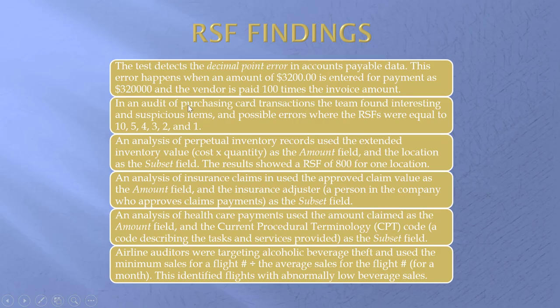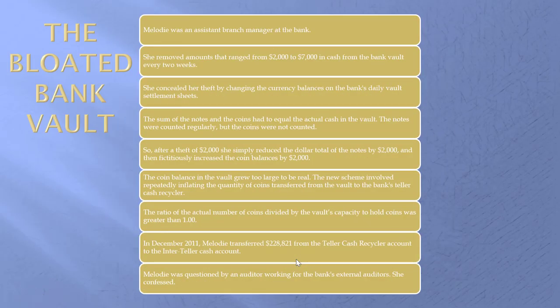I have a few examples here: perpetual inventory, insurance claim, healthcare payments, and airline auditors. And the important thing about the bottom one is we're not looking for a number that's too big here. When it comes to alcoholic beverage sales, we're looking for a number that is too small. So that's basically the formula, and those are some of the main findings. We'll look at our cases, and then we will look at running the tests in Excel, Access, and SAS.